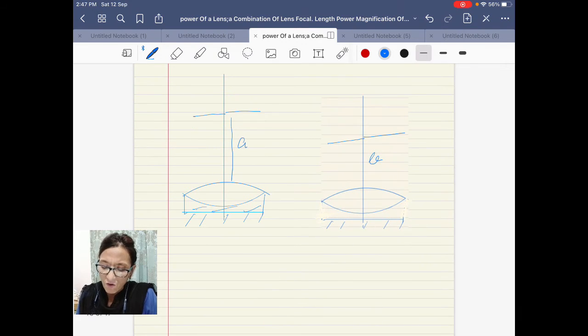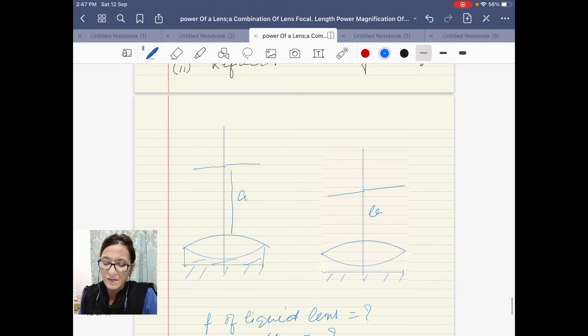What is the focal length of the liquid lens, F of liquid lens, equal to what? And mu of liquid. These two things you have to find.